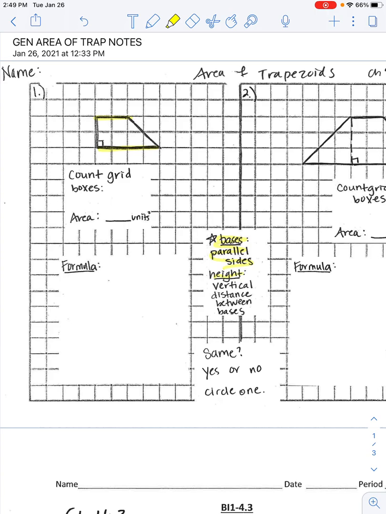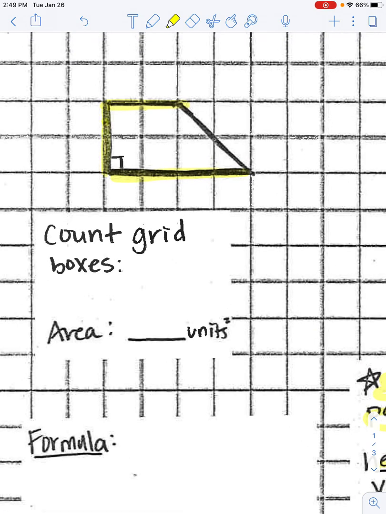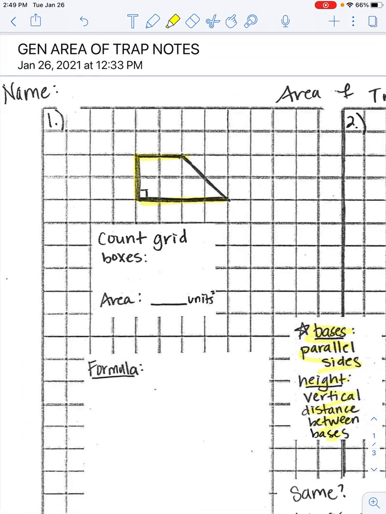And then the height is a vertical distance between the bases. So height, obviously, just think up and down. Again, we do not use diagonals. Height is straight up and down.